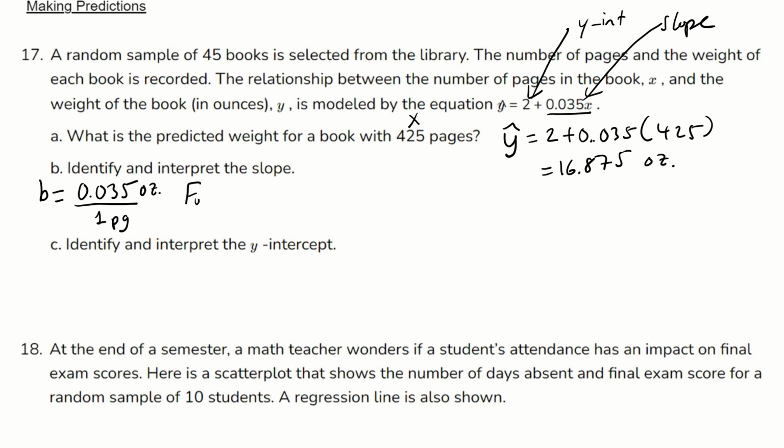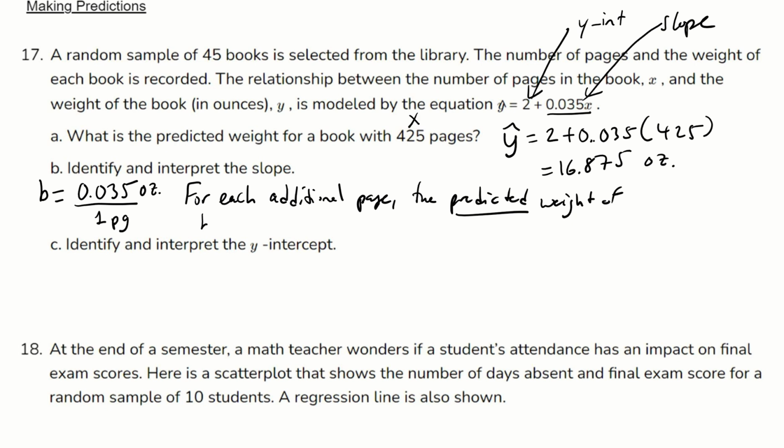So for each additional page, the predicted weight of the book increases by 0.035 ounces. Now you have to include the word predicted here. All right, that's the interpretation of the slope.